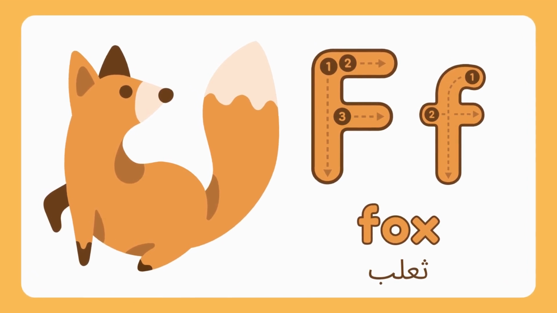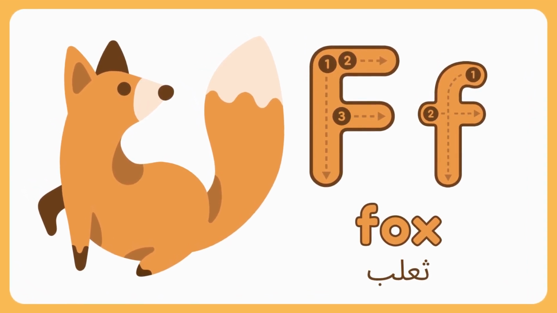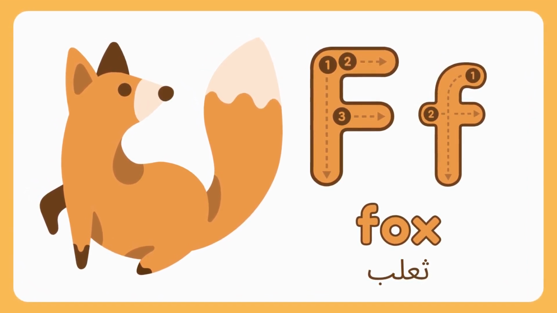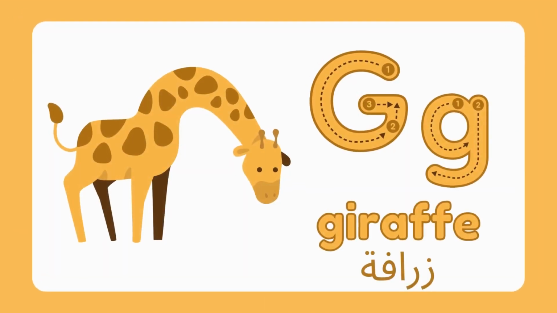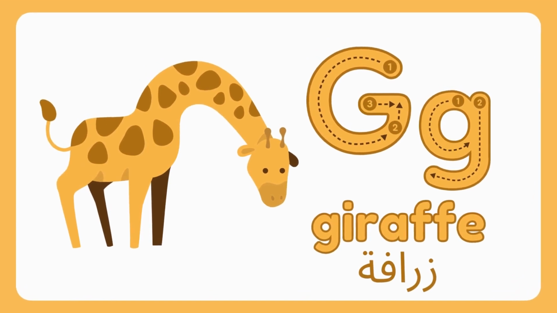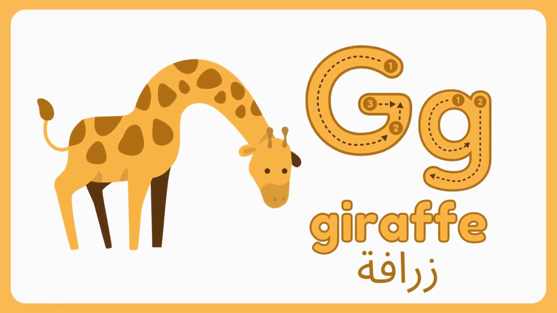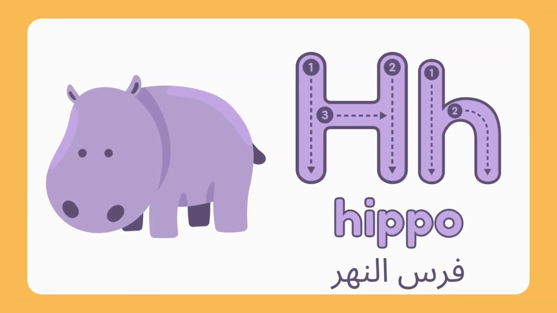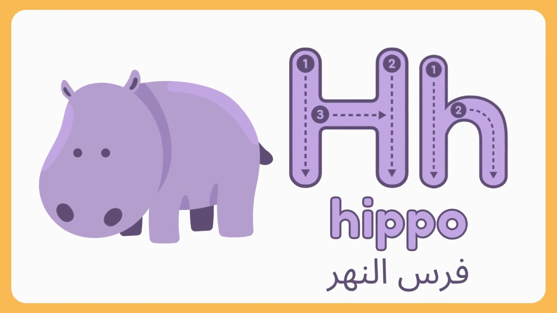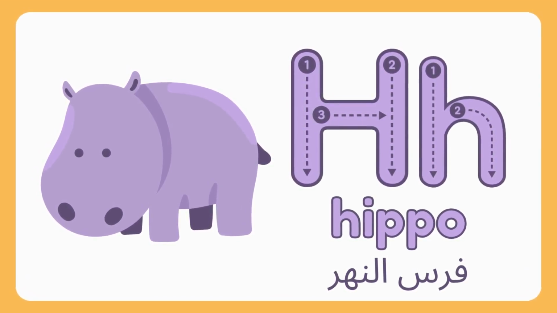F for fox. Fox. ثعلب. G for giraffe. Giraffe. زرافة. H for hippo. Hippo. فرس النهر.